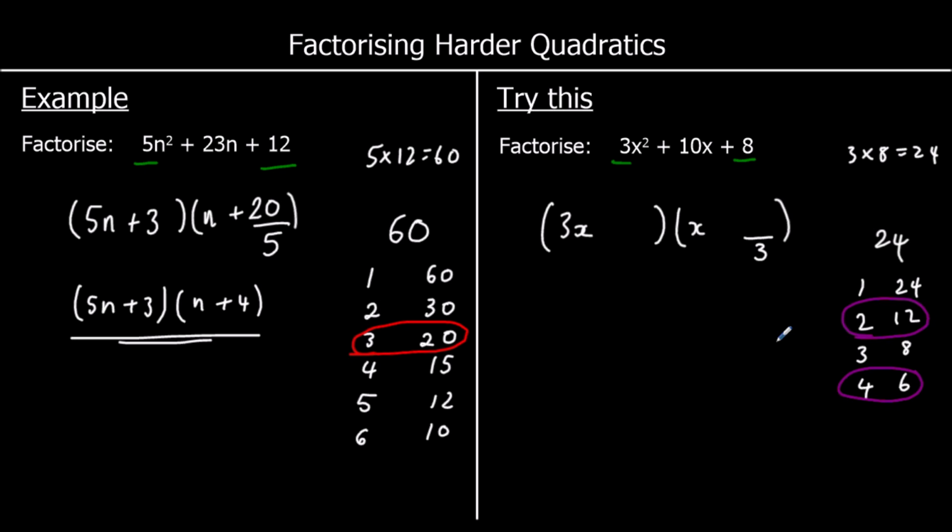I need them to multiply to give a positive 24. So this is a positive 24, and 4 plus 6, positive 4 and positive 6, add to make 10. But for 2 and 12, I'd have to do positive 12 take away 2. So I'm going to use 4 and 6. I'm going to put the 6 over the 3 because 6 is a multiple of 3, so I can simplify that. So I've got 3x plus 4 and x plus 2.